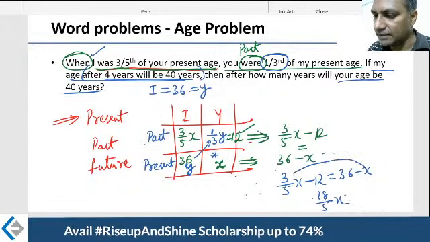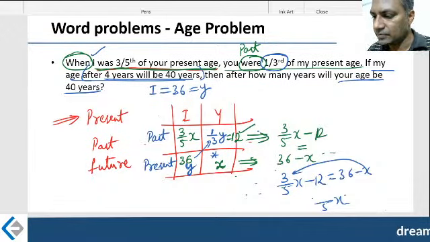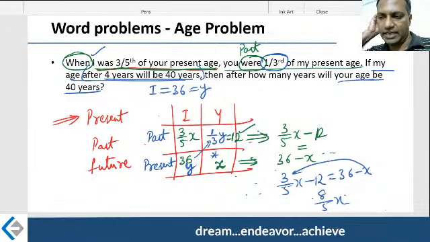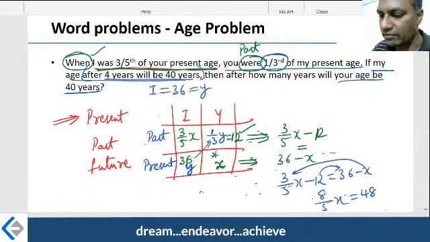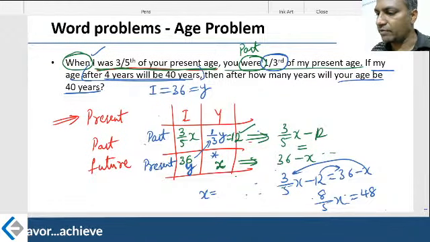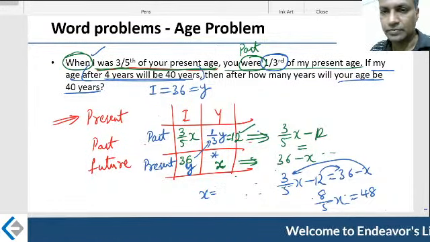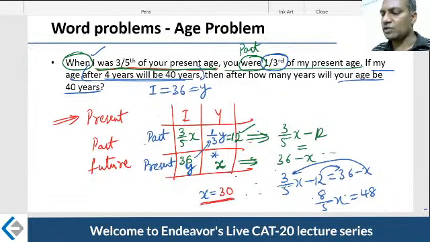Get all x's on one side. Therefore, 8/5x. Get all constants on the other side, which is nothing but 48. Therefore, from here you get the value of x. The value of x is 30 years.